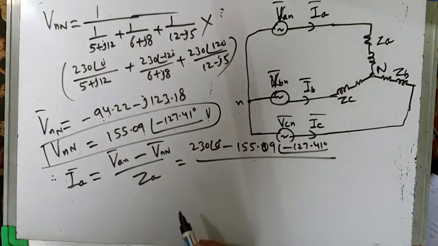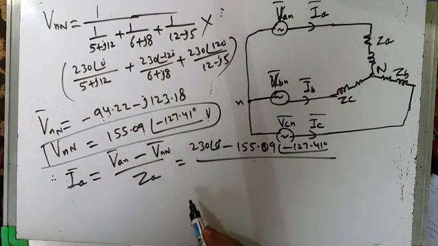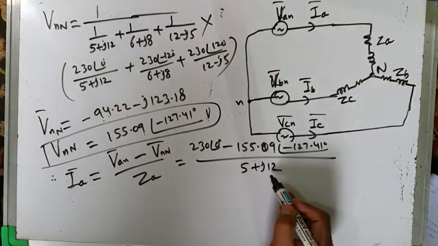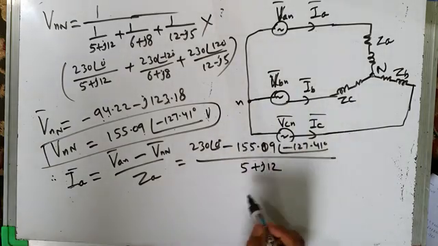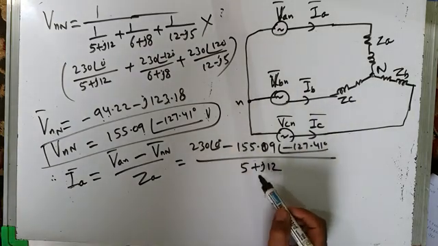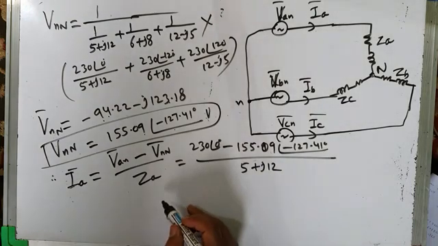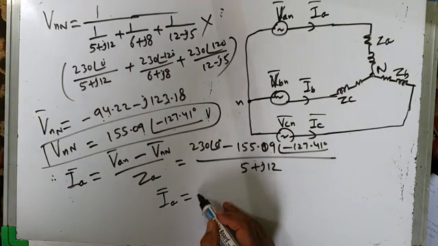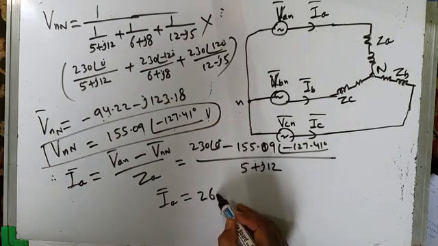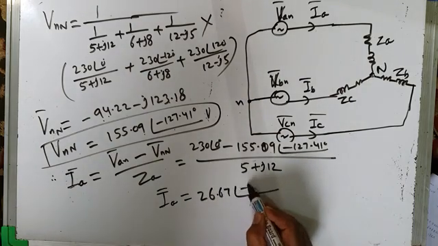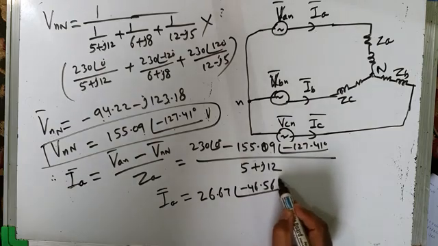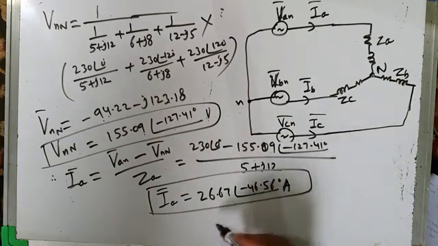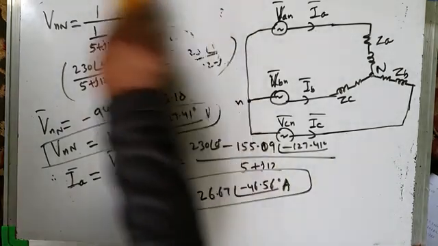How much is ZA? ZA is 5 plus J12. You transform this also into polar, and now it's the job of the calculator. Take your calculator in your hand and solve this. That will give you line current IA. As per my calculation, this line current comes out to be 26.67 at an angle of minus 46.56 degrees amps. This is my line current IA. Please verify this figure. This is as per my calculation.